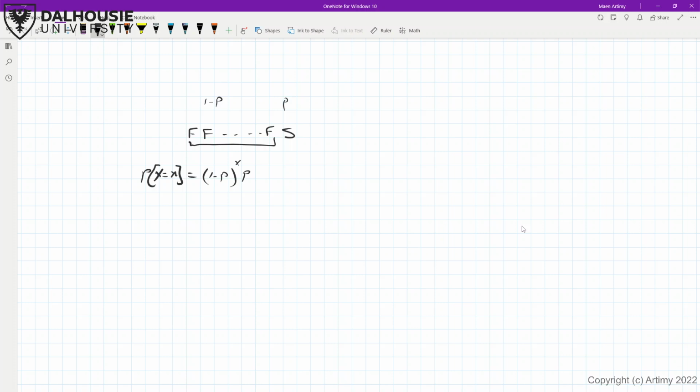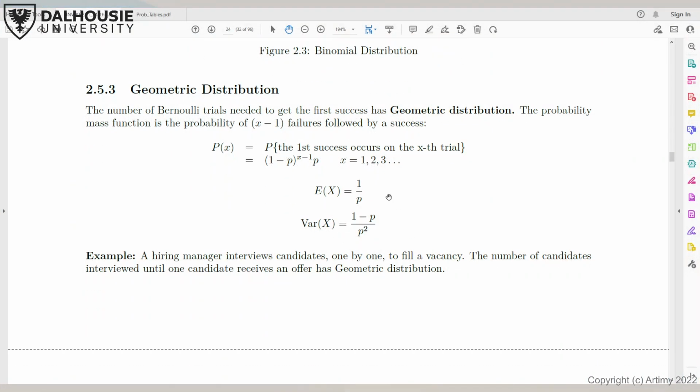X amount of failures and then followed by a success. And that's what we will call the geometric distribution. The geometric distribution has an expectation of 1 over P and the variance 1 minus P over P squared. Right? Notice that X cannot be 0.